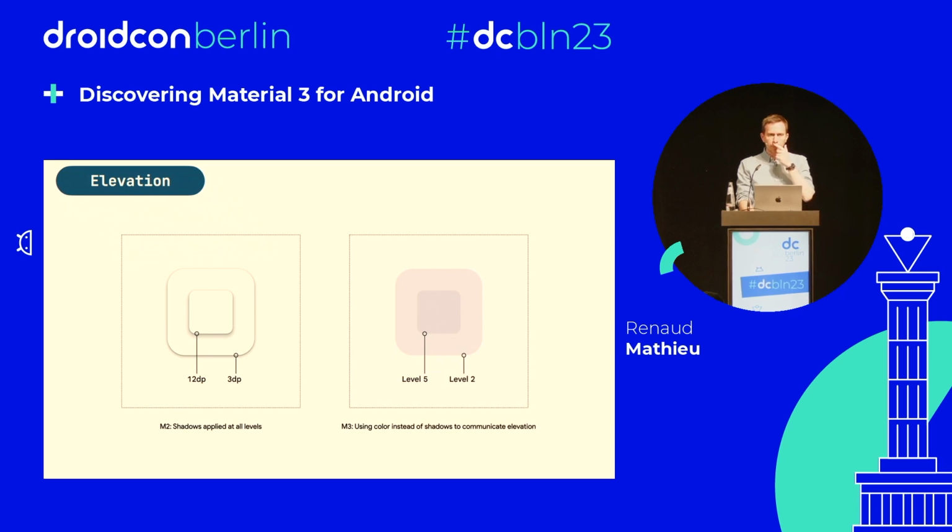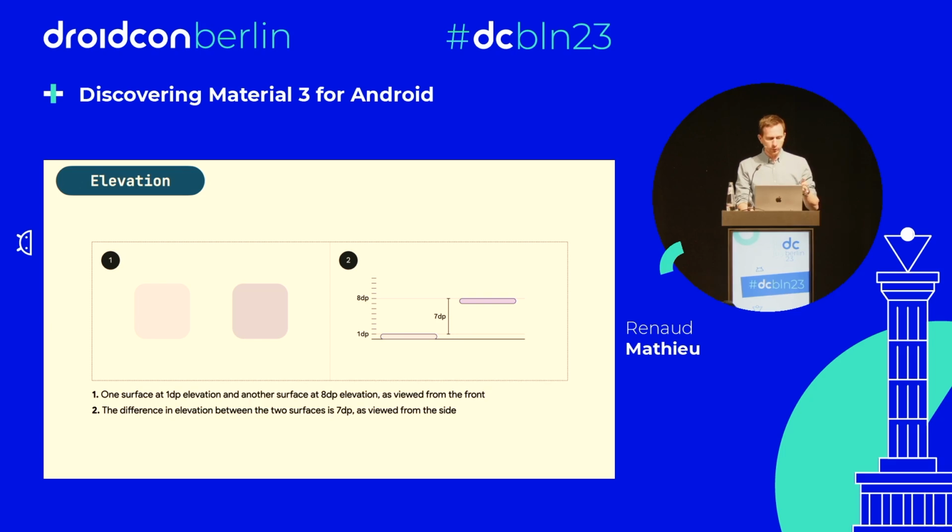Okay, so you remember I was speaking about Material 1, about the elevation and the size. So that's one of the major differences inside Material 1, Material 2, and Material 3. It's not about shadow elevation anymore. It's about tonal elevation. So you don't really have the shadow here, but you will have a different color. So in this example, you can see that one surface at 1 dp elevation and another at 8, and it's not the same color anymore.